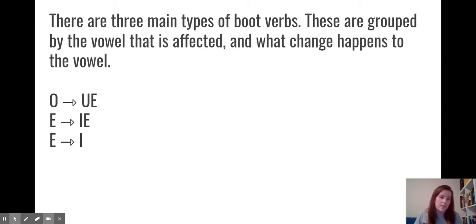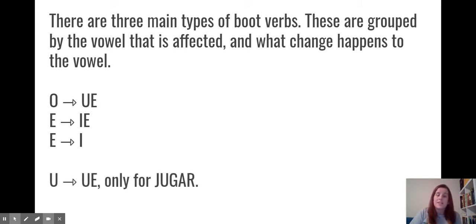Most boot verbs fit into one of these three categories. There is one exception, which is jugar. Jugar is a U to UE stem-changing verb. It's really the only one you need to worry about. It's technically the only one that really exists in common Spanish. So that is the only one that's like that. It's a little bit of an exception to the rule.